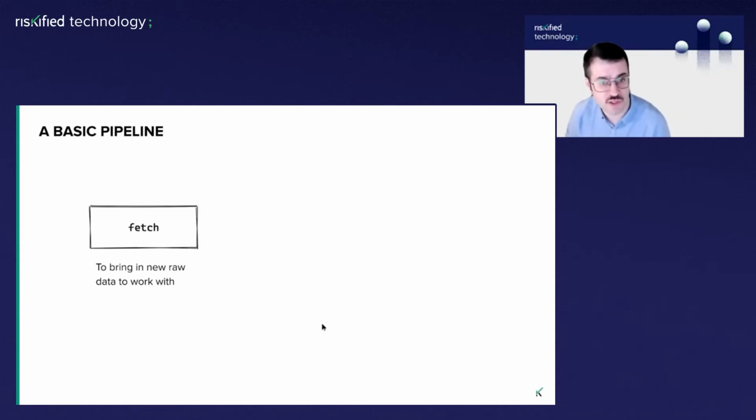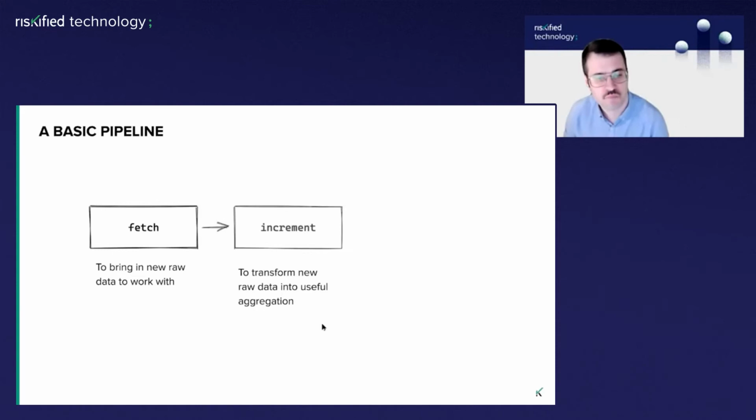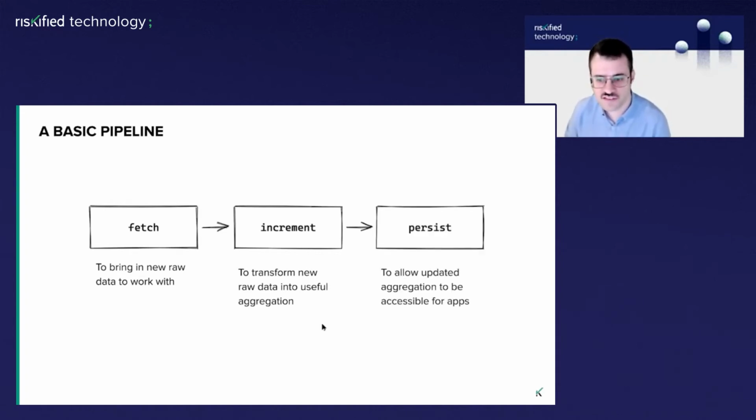We start by bringing in new data, whatever new observations have occurred in our system in the last hour, for example, might be a day, your choice. Then we increment our aggregations using that data. We have some kind of state about each user, and we use the new information from the fetch step to change it. The last thing we do is persist the newly arrived aggregation to our database of choice, which serves our application so it can make use of it at runtime.